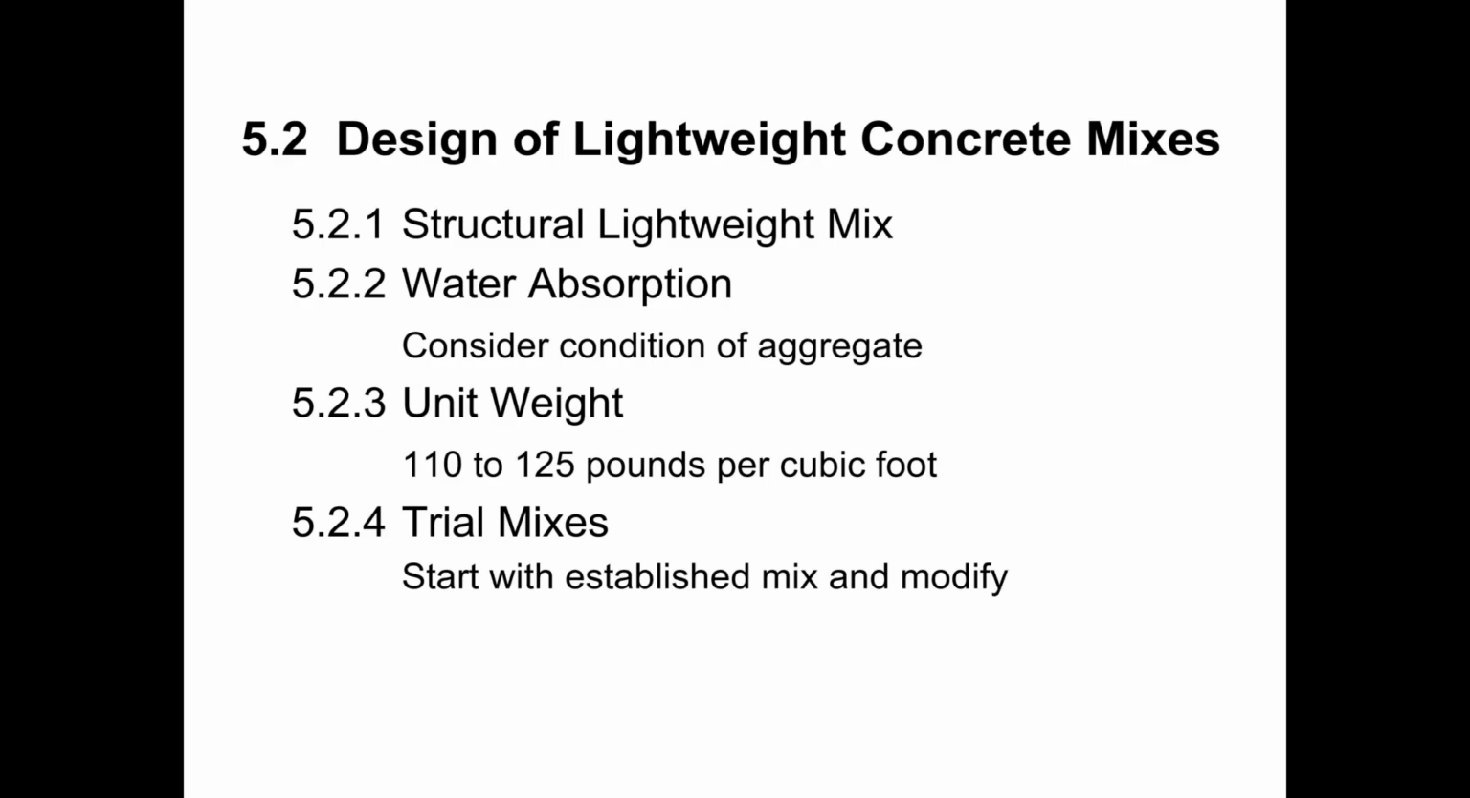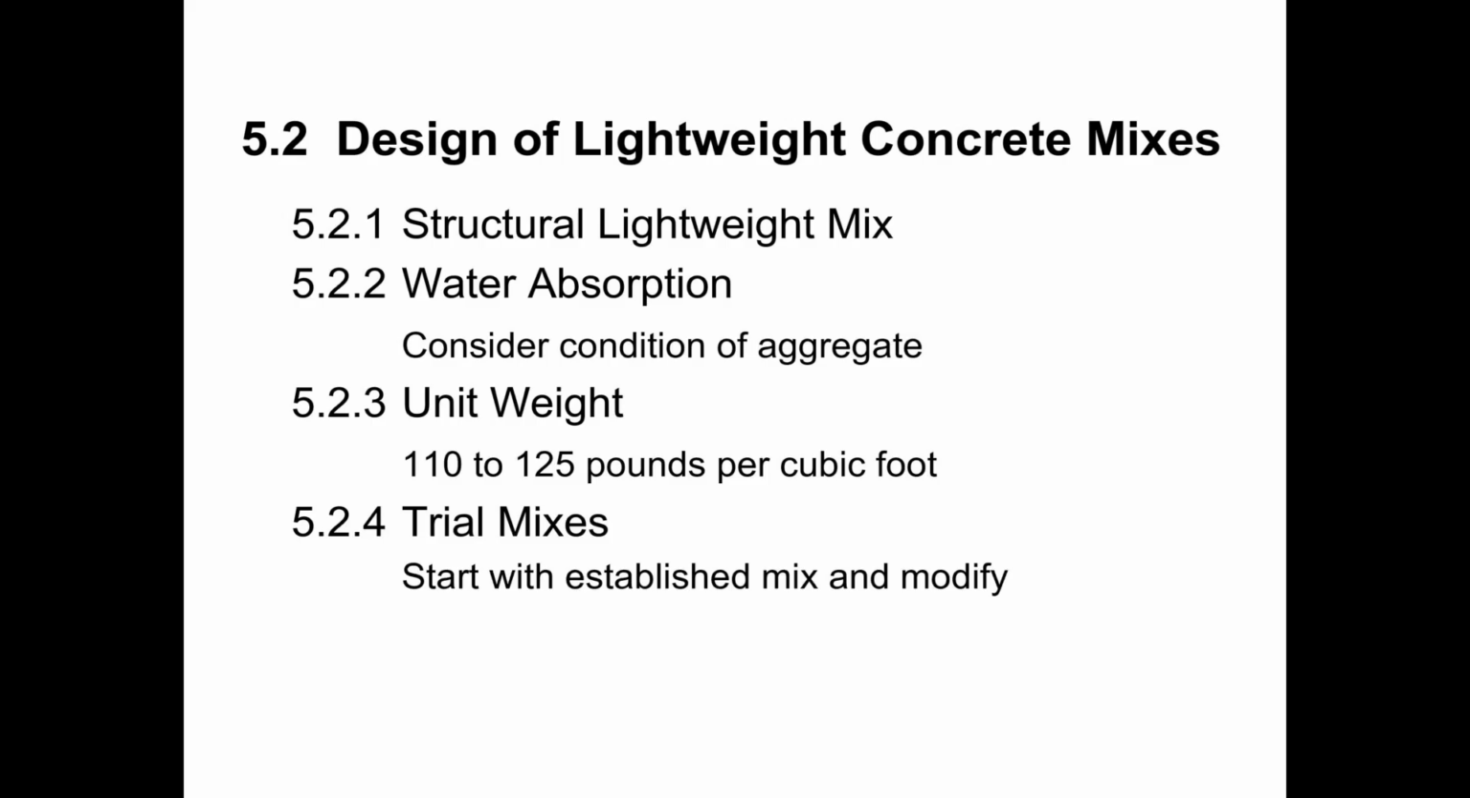We can have concrete that has a lower unit weight by using all lightweight sand and coarse aggregate. We could get down into the range of 90 pounds per cubic foot. But typically what we see used in precast plants is regular weight sand and a lightweight coarse aggregate. And usually those mixed designs have a fresh concrete unit weight somewhere in the neighborhood of 120 pounds per cubic foot.